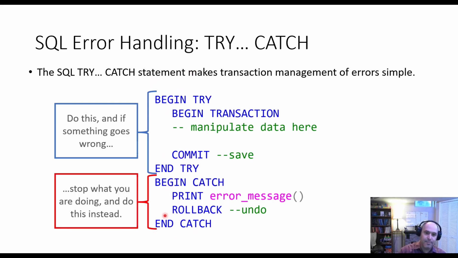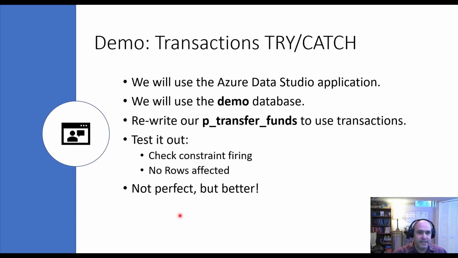and roll back. So you see the pattern that I have here is it's always try, begin transaction, do a bunch of work, and then commit. And so if anything within this try blows up, it will jump down to catch and then print the error and roll back. This is a better way, and it definitely addresses the data integrity constraint problem. It doesn't address the custom business logic problem, as we'll see, but it does address the data integrity constraint problem. So let's do another demo and we'll show you that this is not perfect, but it's better. We're going to write another transfer funds in Azure Data Studio.